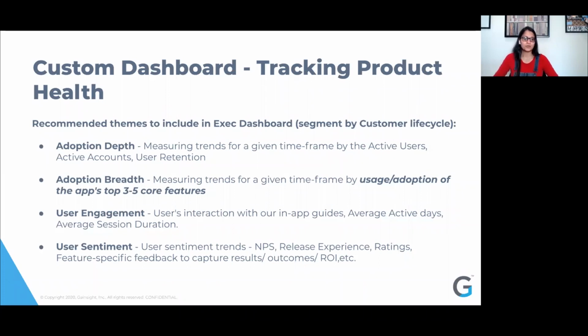And the fourth element would be user sentiment. So, user sentiment trends like NPS, what were their responses to our release experiences, ratings, any feature specific feedback to capture results, outcomes, and ROI. So these four elements will give you a nice overall understanding and benchmark of your product's overall health. And if you also segment it by customer lifecycle, for example, customers who are in onboarding versus adoption, or in growth, it gives you a nice picture of your overall product health and account health.